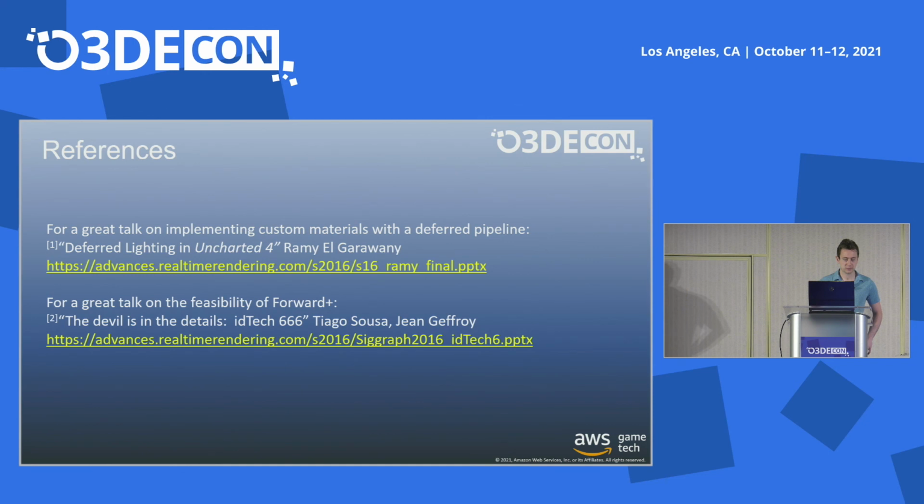And here are the references to two of the talks. One is how to do different materials in a deferred way, and the second is how to do it in a very forward plus way that I referenced earlier in my presentation.